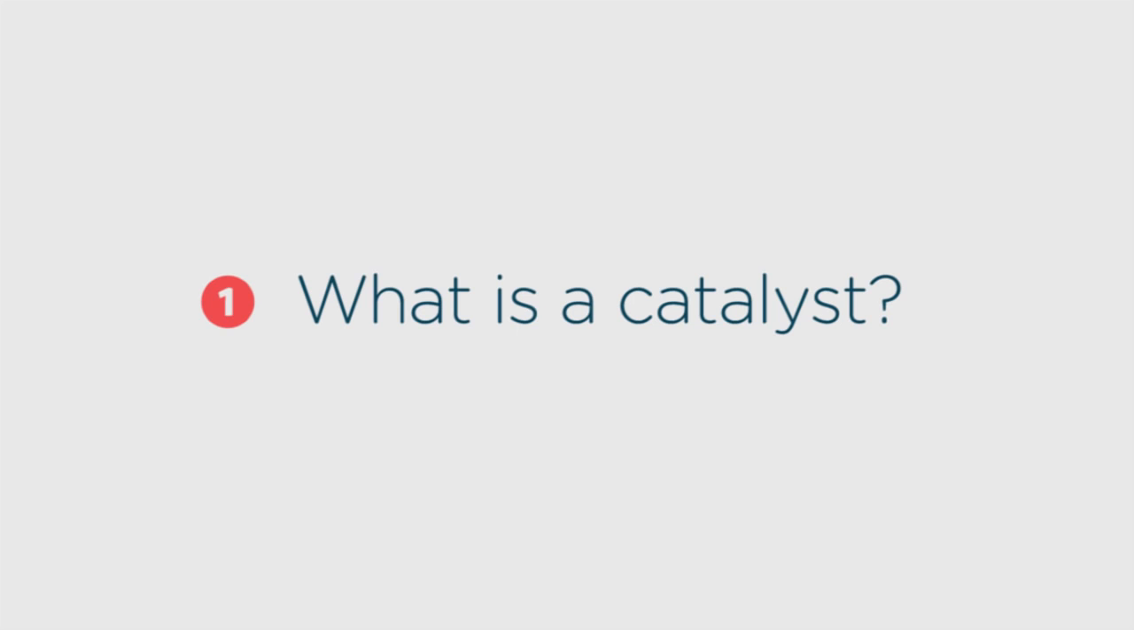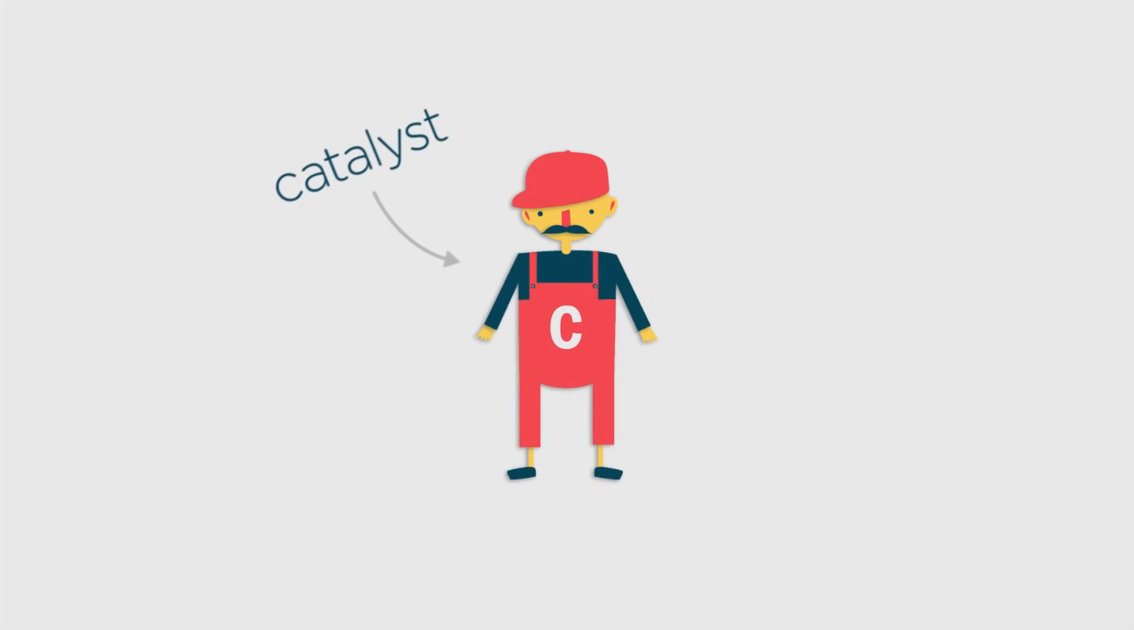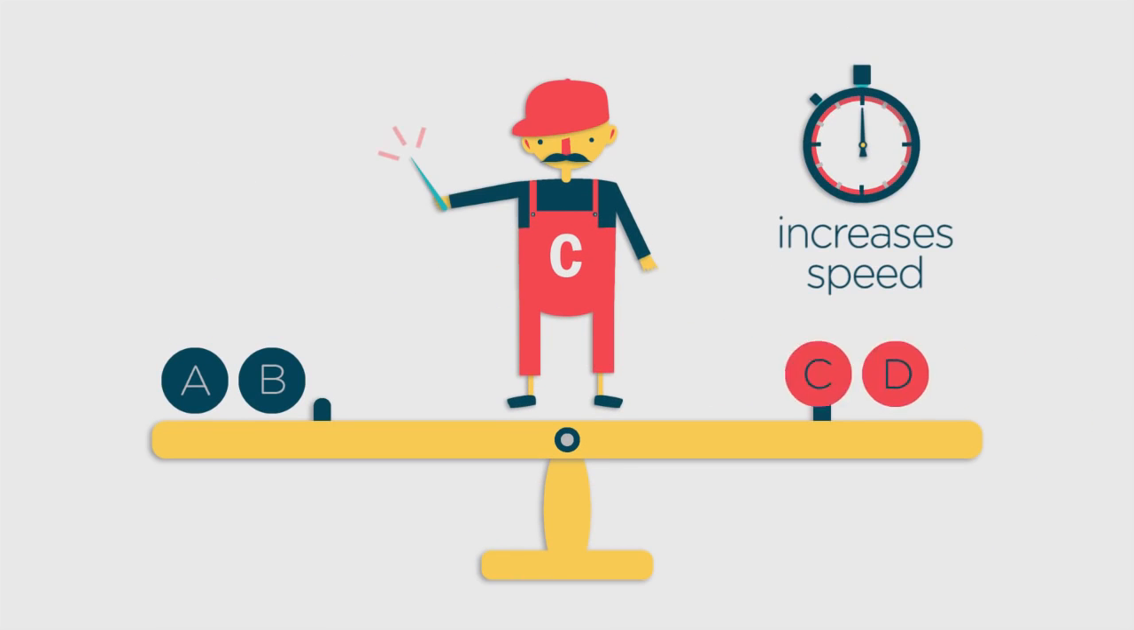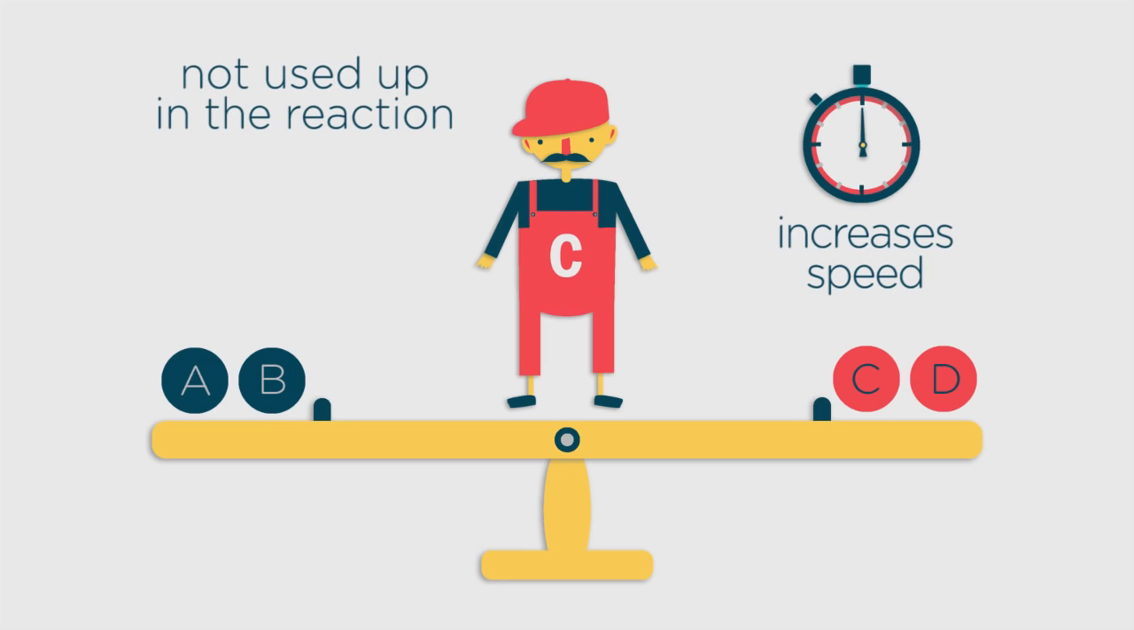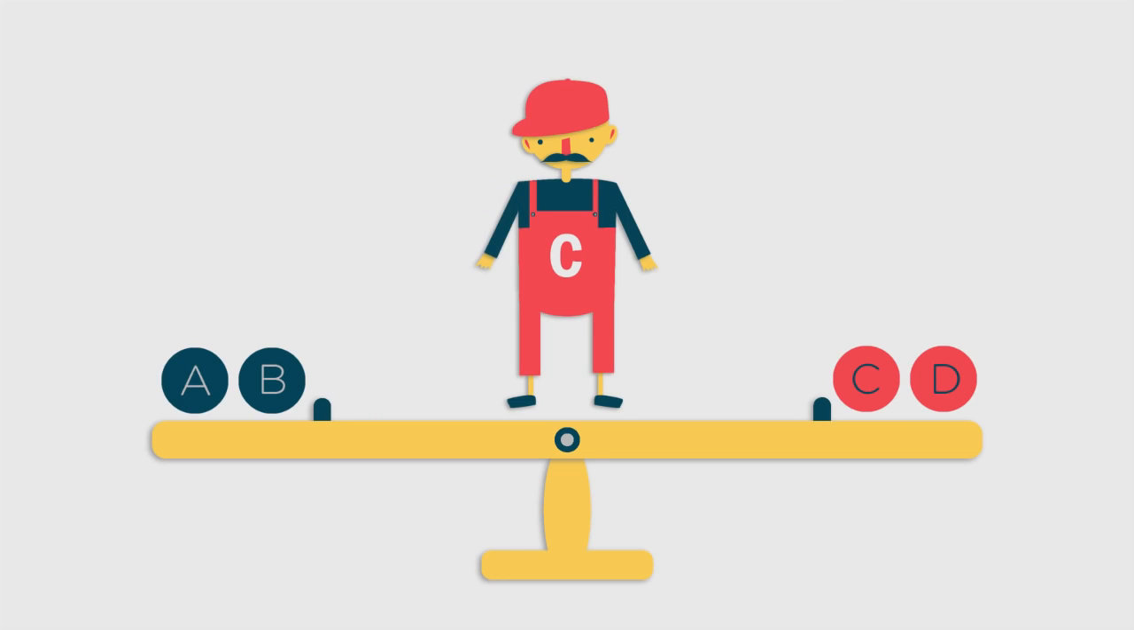Firstly, what is a catalyst? A catalyst is something which speeds up a chemical reaction, but at the end of the reaction has the same mass as it had at the beginning of the reaction. This means that it is not used up in the reaction. It must, however, take part in the reaction, or we might as well not have it there at all.